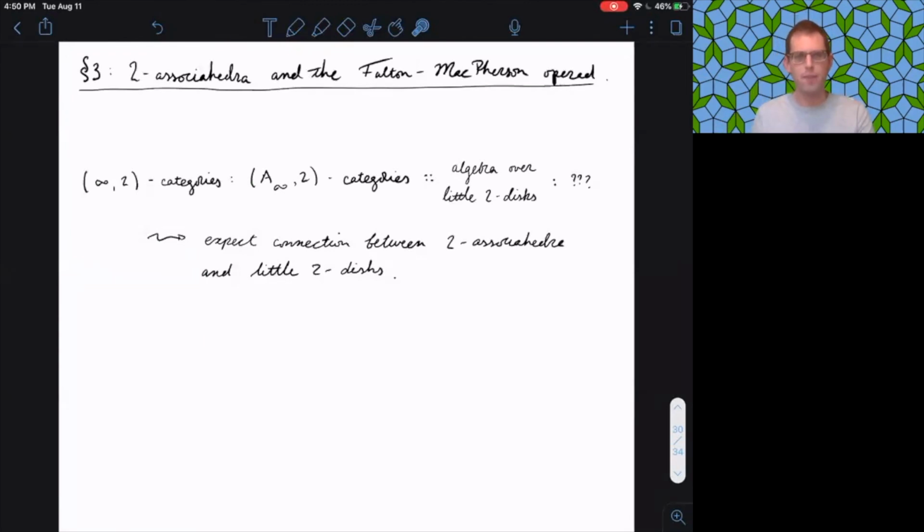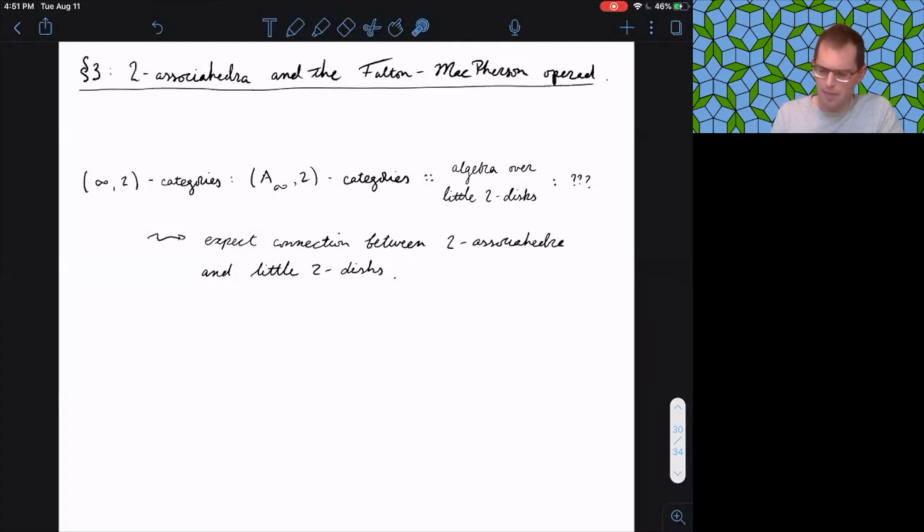So I'm going to say a bit about the connection between 2-associahedra and the Fulton-MacPherson operad. There is this sort of provocative analogy that I think Jacob Lurie and Hiro Tanaka mentioned to me when I was talking to them a few years ago, which is that if you take an infinity 2-category and you consider such a thing with only one object, and you think only about the identity 1-morphism, and you ask what structure that is in terms of the 2-morphisms, then, so I've been told, that's the same thing as an algebra over E2.